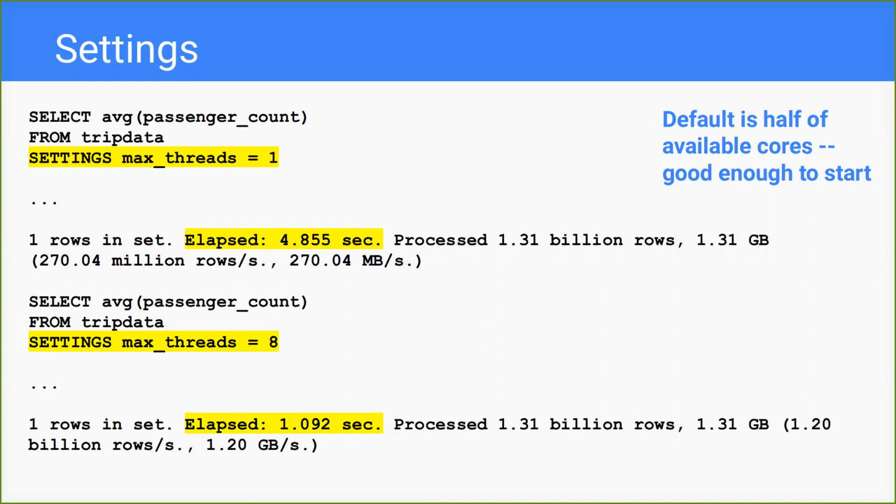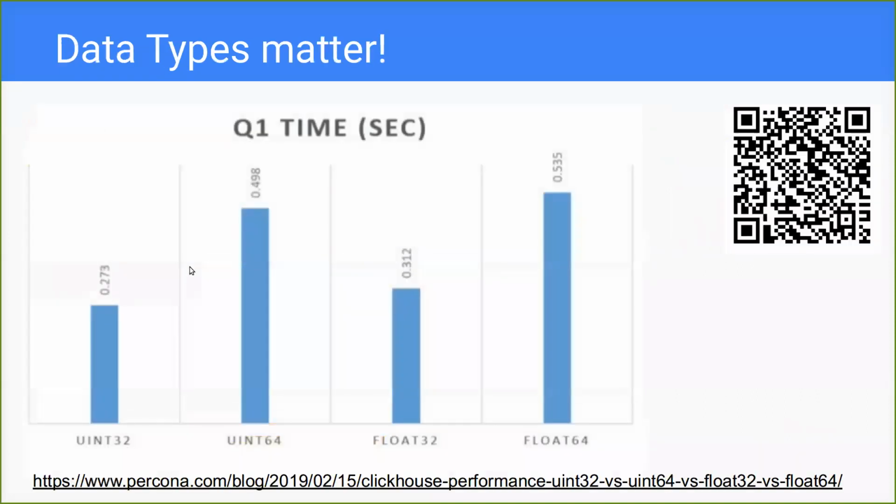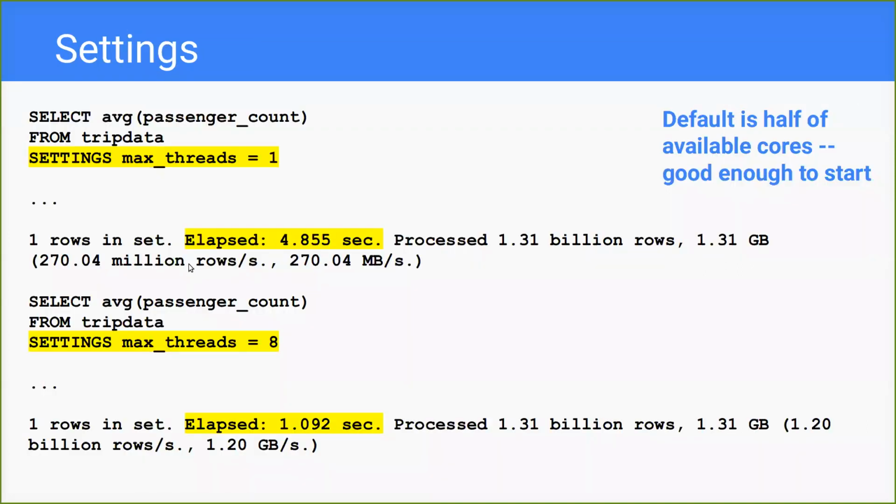So we'll try it with 1. We're going to do that average that we tested before. And if we just have 1 thread, we're going to get almost 5 seconds. If we max it out to 8 threads, it's going to go down to 1 second. So you get pretty good scaling on this. Now there's a little bit of other stuff running on the host, but generally speaking, as you add cores, you get close to linear scaling of query performance.